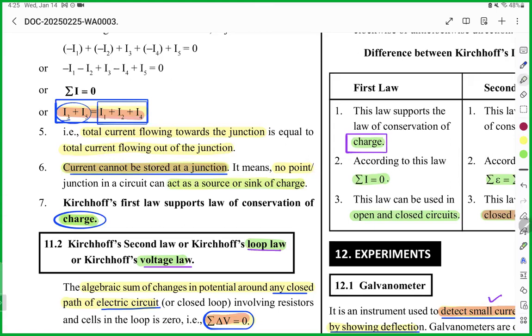Total current entry is equal to total current exit. Done. Yes, sir.